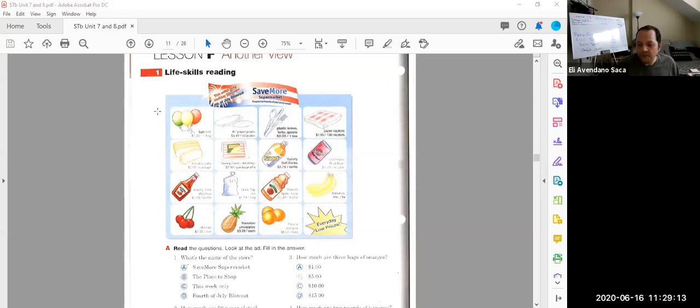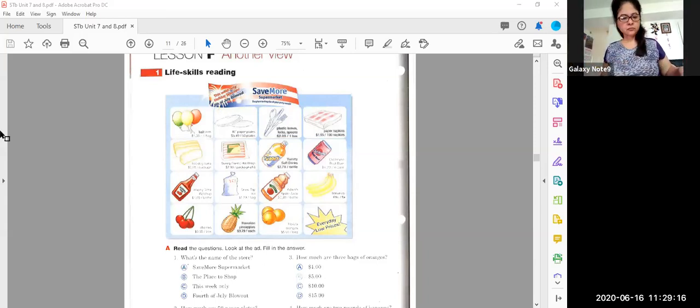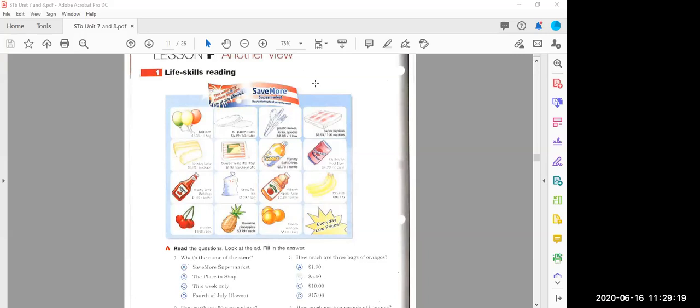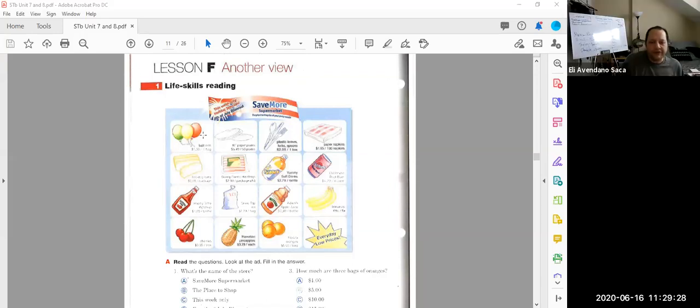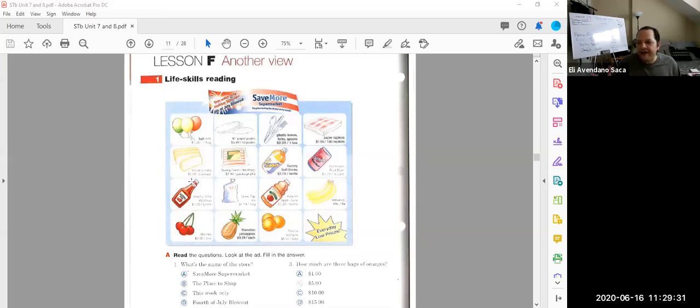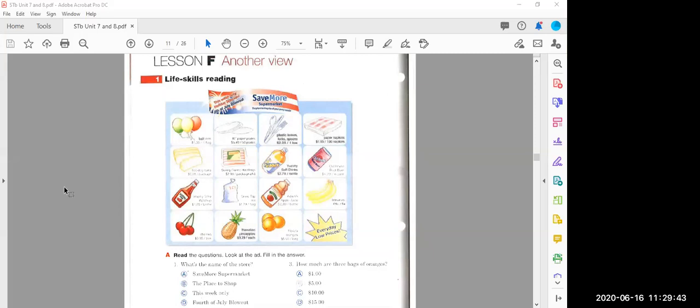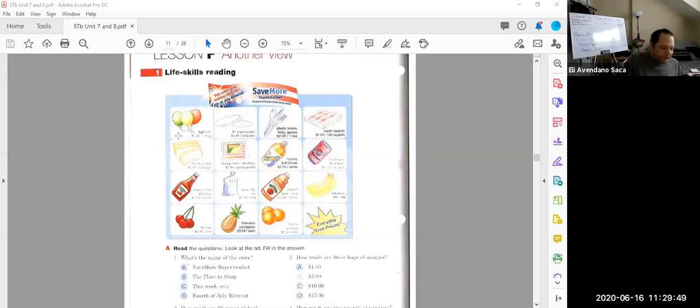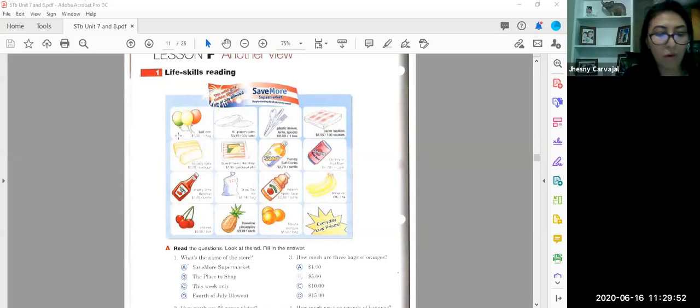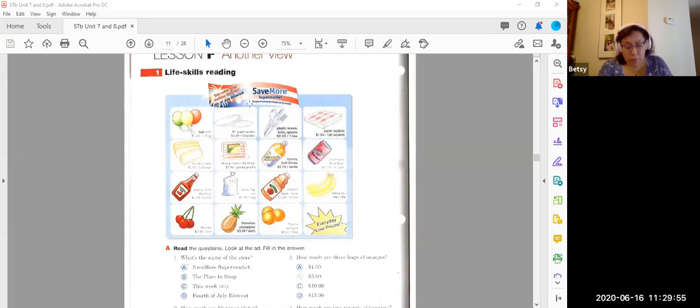Page 94. All right, so this is what is called a flyer, an advertisement, okay? From a supermarket, right? So there's the specials that they have. I want you to look at the flyer and answer the questions. So what's the name of the store? Save More Supermarket, right?